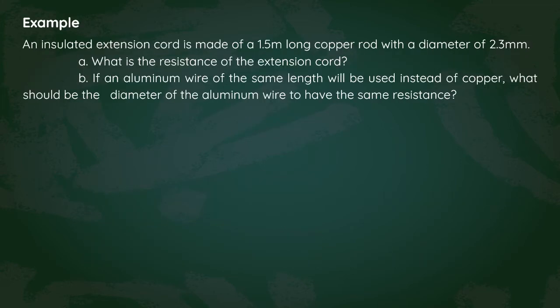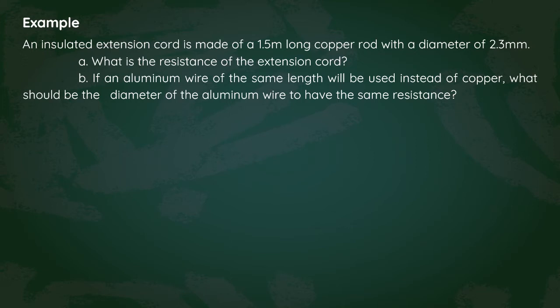So let's have here a sample problem. An insulated extension cord is made of a 1.5 meter long copper rod with a diameter of 2.3 millimeters. What is the resistance of the extension cord? And B, if an aluminum wire of the same length will be used instead of copper, what should be the diameter of the aluminum wire to have the same resistance?